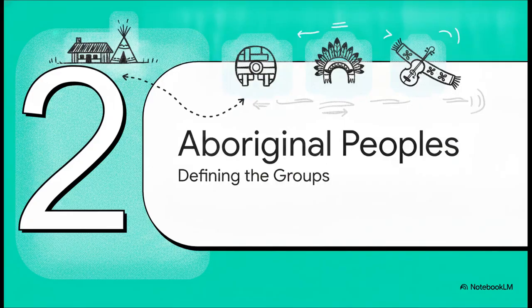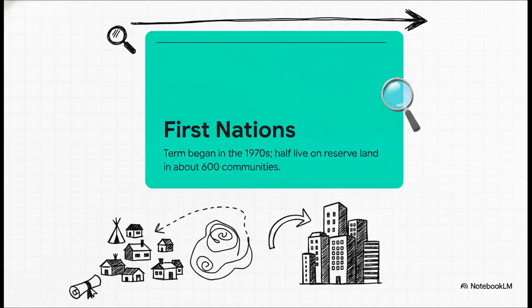Moving right along to Section 2, Aboriginal peoples defined, First Nations, Inuit, and Métis. First up, we have the First Nations. Pay close attention to the timeline here. The term First Nations really started being used in the 1970s, replacing older terminology like the word Indian. For your exam, you've also got to know that today about half of First Nations people live on reserve land in approximately 600 communities, while the other half live off reserve, mainly in urban centers.